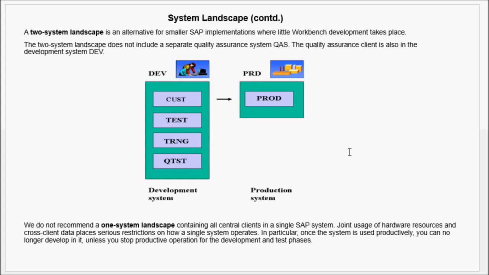Okay, so SAP says we never use a one system landscape, where on a single system you have different clients and each plays a different role. Because of the cross client data, if you make changes in one client, that will impact the other clients, it will impact the testing. So here also there is a disadvantage.